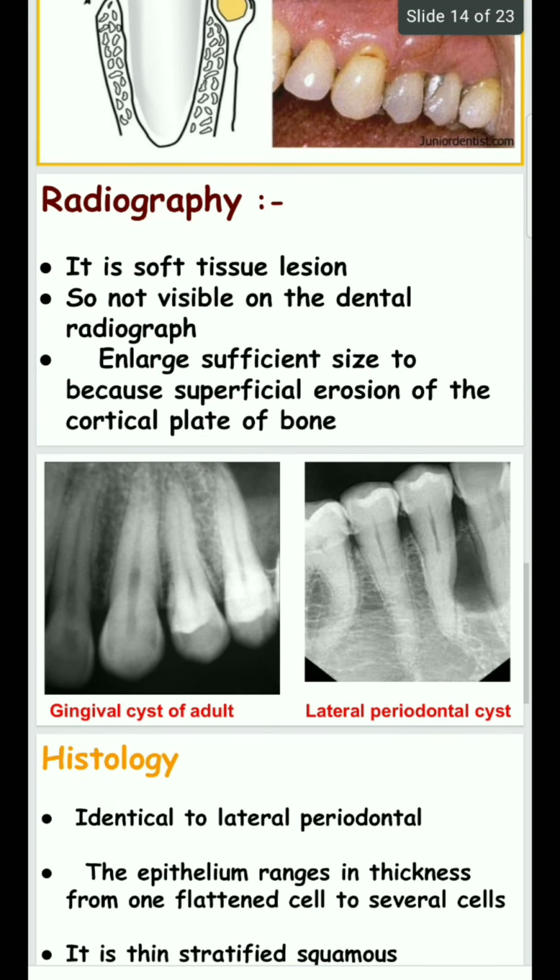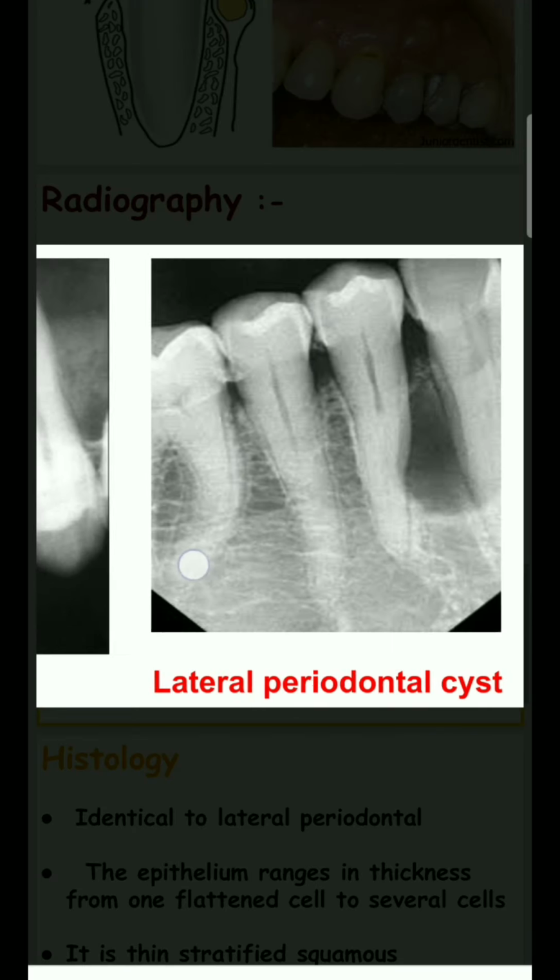Radiographically, it is a soft tissue lesion, so it is not visible in the radiograph. But the lateral periodontal cyst will be seen in this case, where a radiolucency will appear.